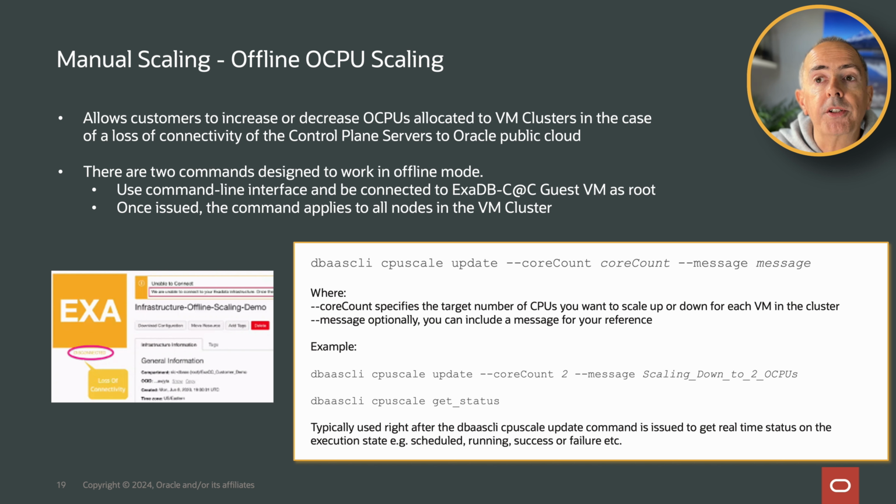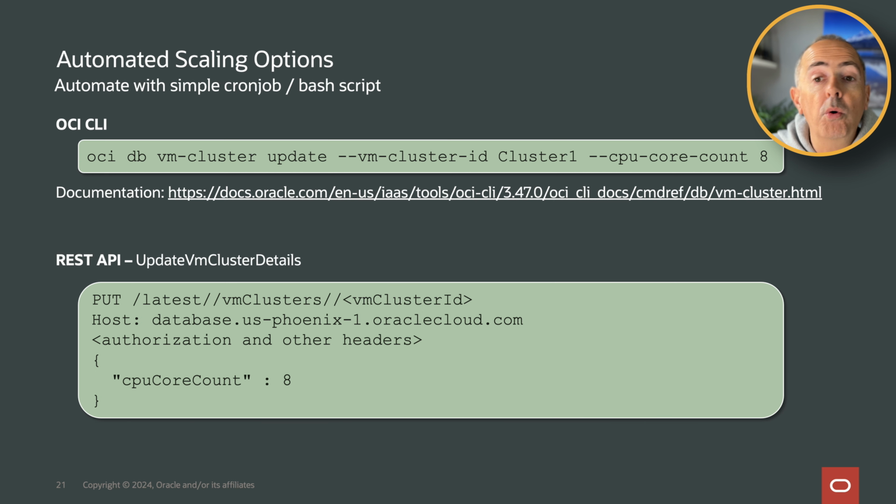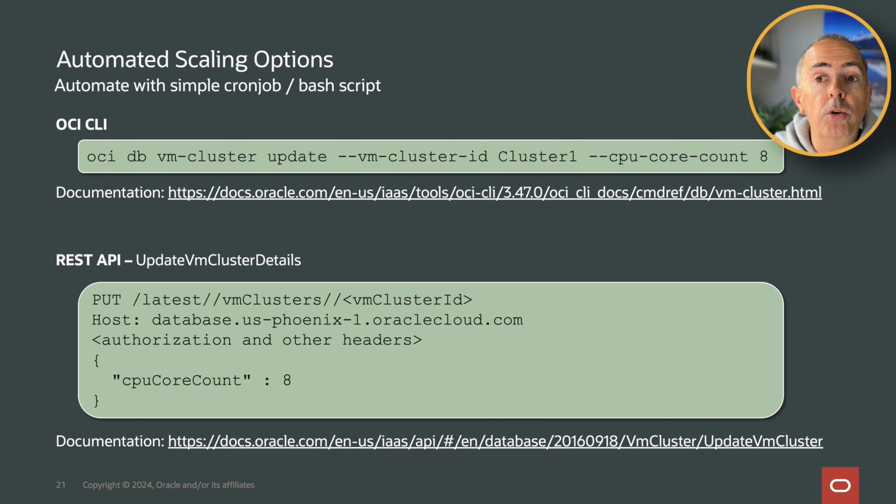This is just taking the manual scaling commands and putting them into a cron job or a bash script. You can either use the OCI CLI, and here we do a VM cluster update. We're setting the core count to 8 OCPUs, and there's also a link to the documentation. Alternatively, you can use a REST API call to do exactly the same thing. As before, we're going to set the CPU count to 8 for each of the VMs, and you can put these commands in a cron job or bash script.